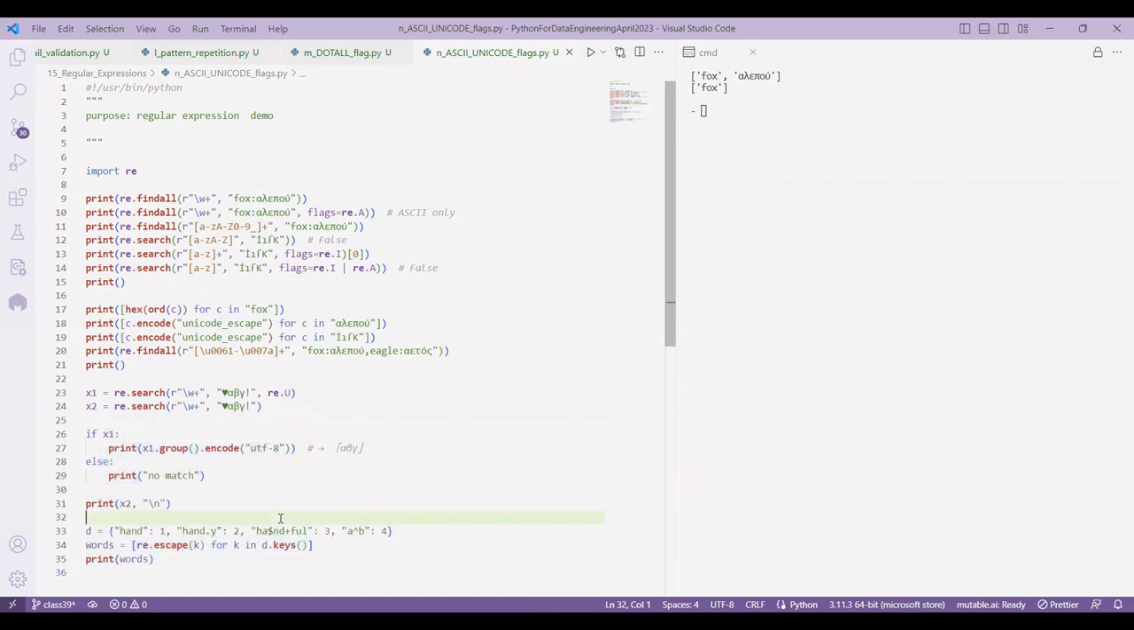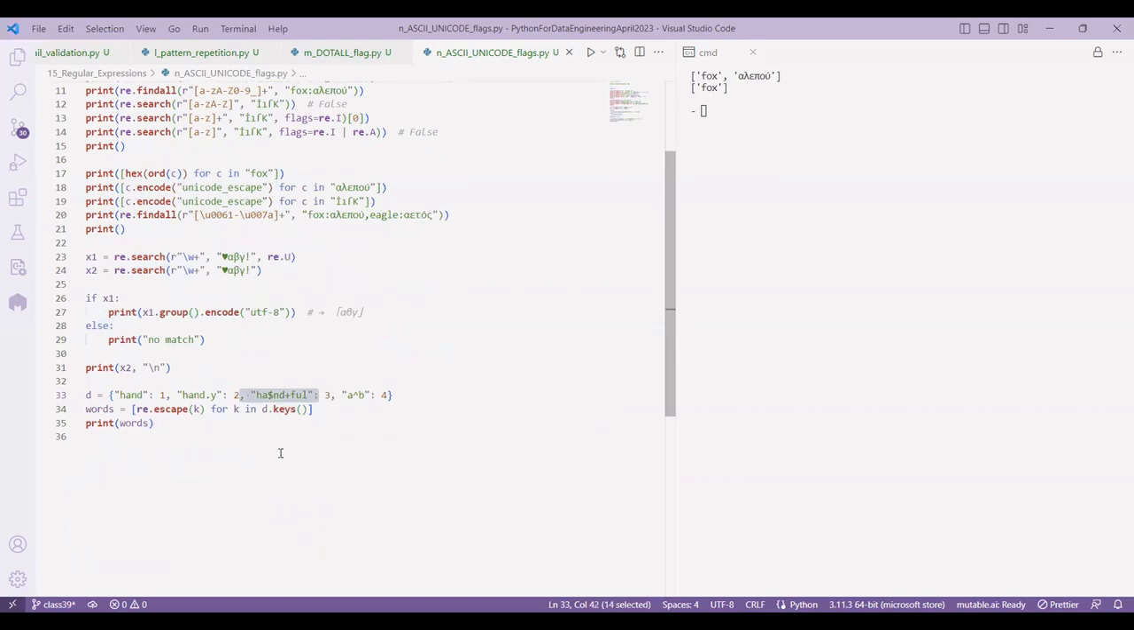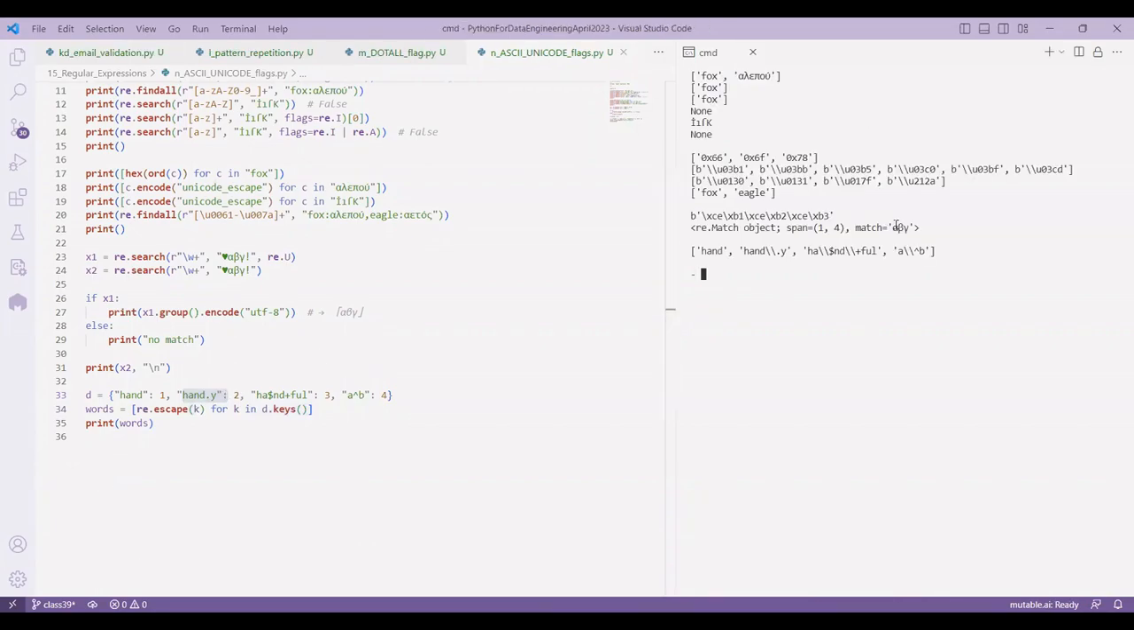This is another flag. If you have any other special characters that you want to escape, this is also very useful. Whenever you have a raw text file which has multiple strings and you want to parse them, you can use re.escape. In this case, the key has a dot, but regular expressions can understand it in a different way, right? If you want to escape that, you use re.escape.